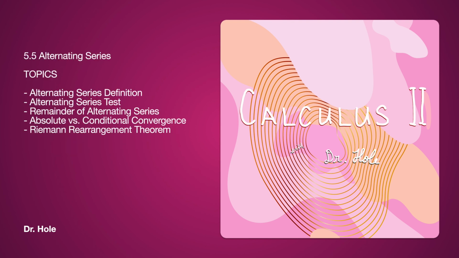In the previous two videos, we've made good progress on our journey of convergence tests for infinite series. We've had the divergence test, the integral test, two comparison tests, the comparison test and the limit comparison test. All four of those series had sequences of positive terms. Here in this video, we're going to look at a sequence which alternates.